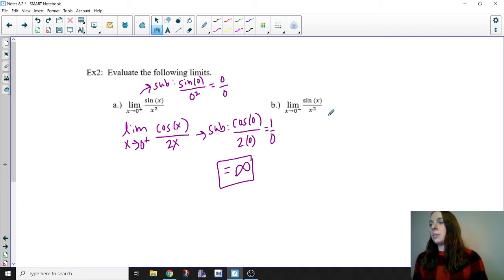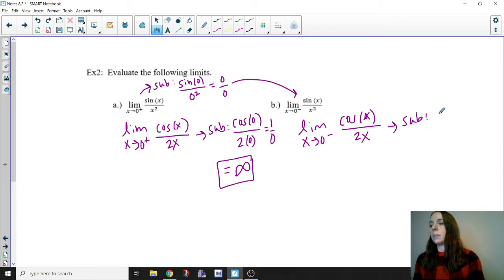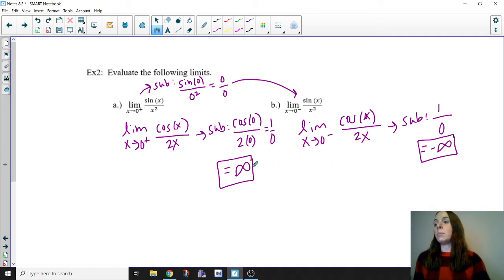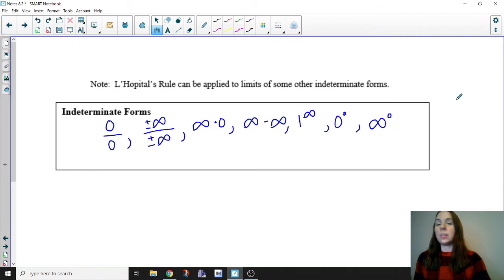In this other case, you're going to end up with the same 0 over 0 situation when you sub. We again have 1 over 0. Cosine of 0 is 1. 2 times 0 is 0. However, this is very close to 0 on the negative side because we are approaching from the left, and therefore we can say that goes to negative infinity. So L'Hopital's rule can work with infinite limits as well, limits where our answer results in infinity, as long as your initial try with substitution results in one of these indeterminate forms.